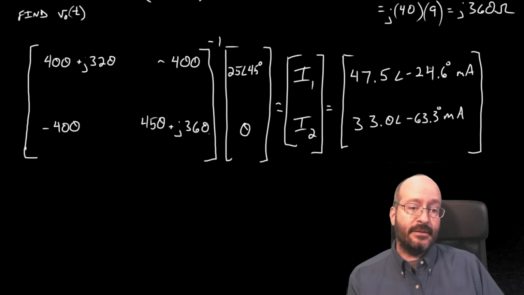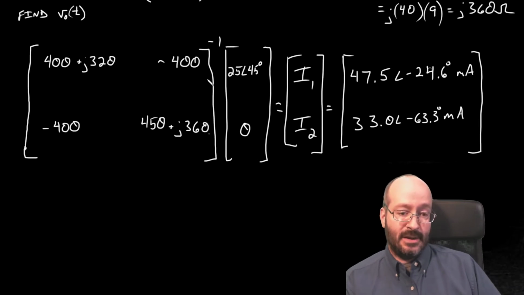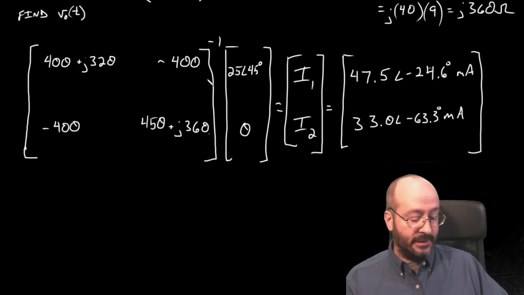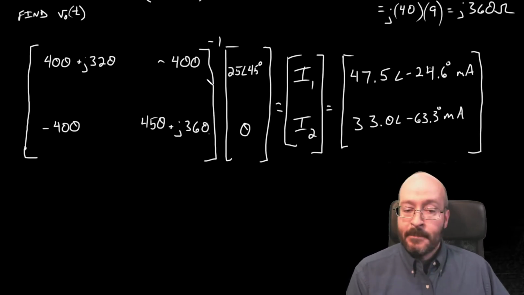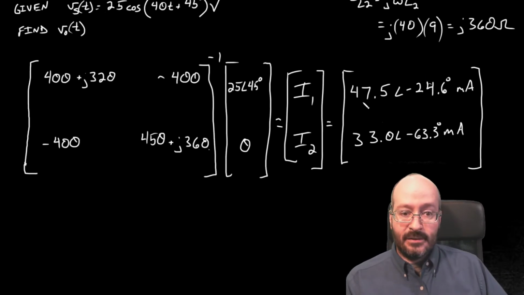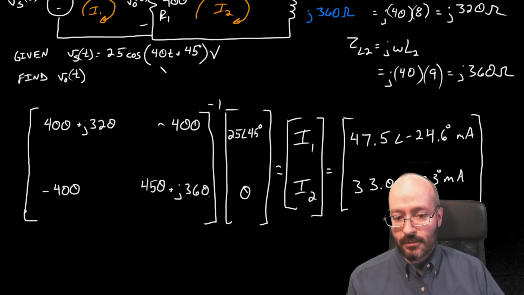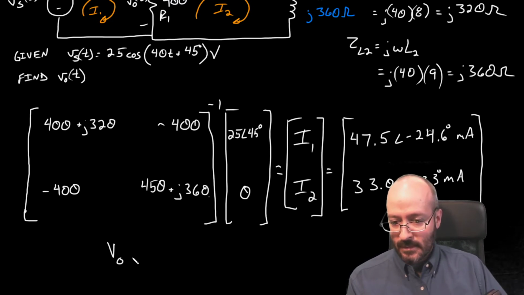47.5 at an angle of negative 24.6 degrees, and that's milliamps. 33 milliamps at an angle of negative 63.3 degrees. I'm going to go ahead and store that. I got my calculator here. And let's go back and look at the original circuit. We need V out, right? So V out is going to be I1 minus I2.